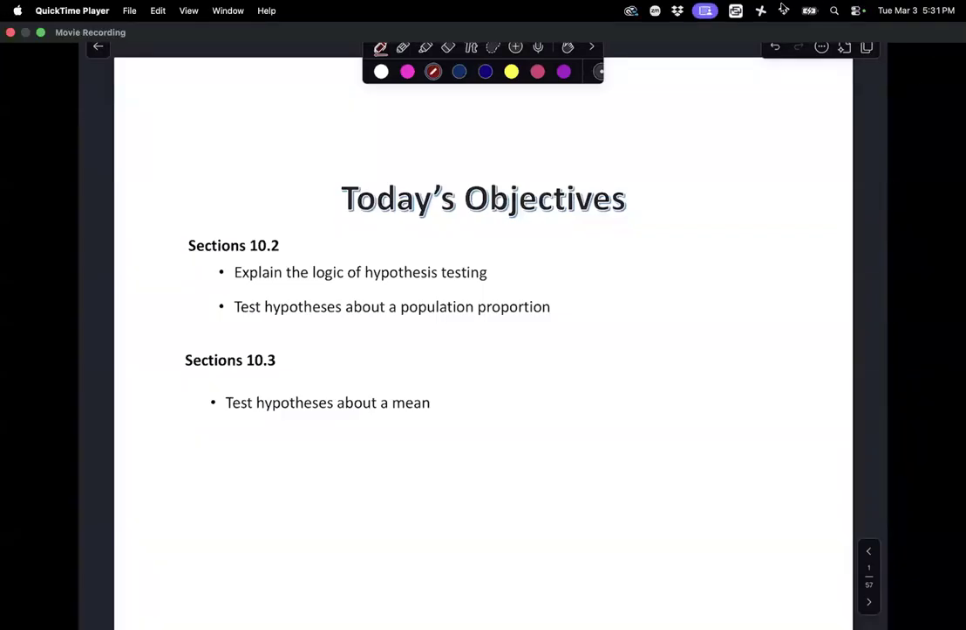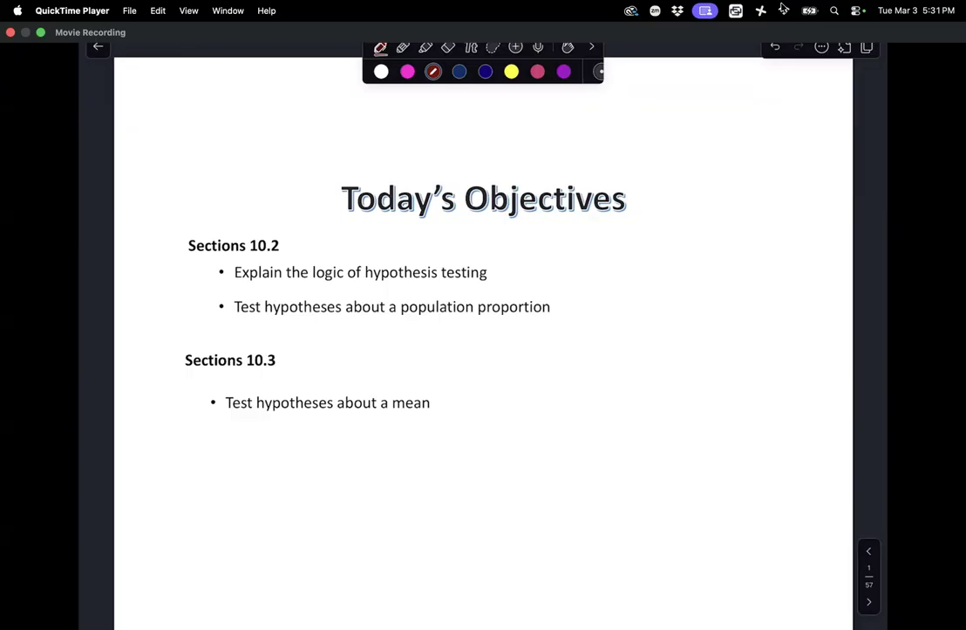All right. Happy Tuesday, week 9. Crazy. We are so close to done. Today's the last of the new material, and we're going to learn about hypothesis testing. On Thursday, we learned about how to set up a hypothesis. Today, we're going to talk about what it looks like.